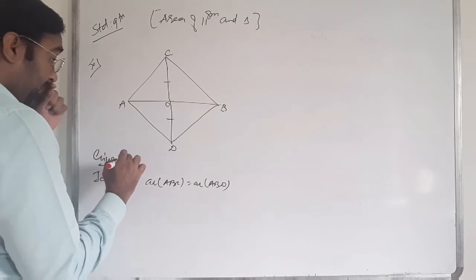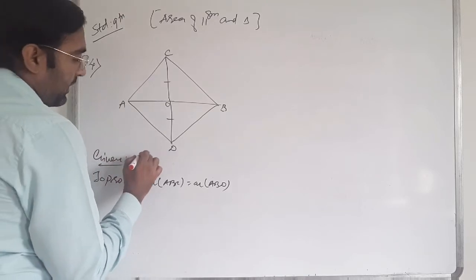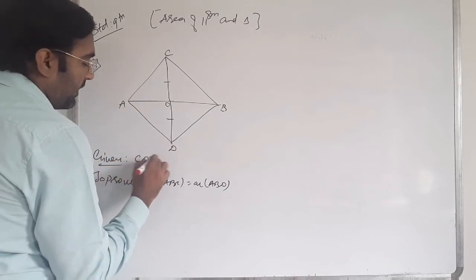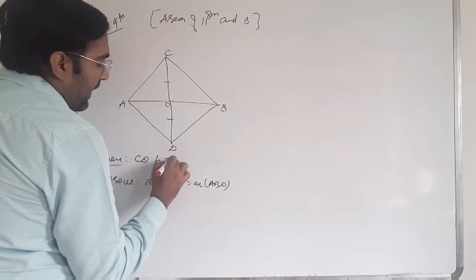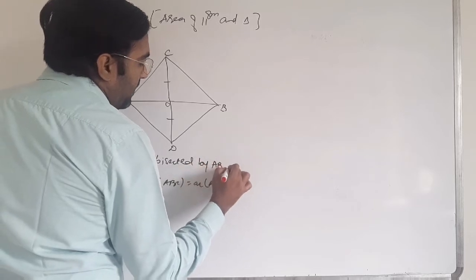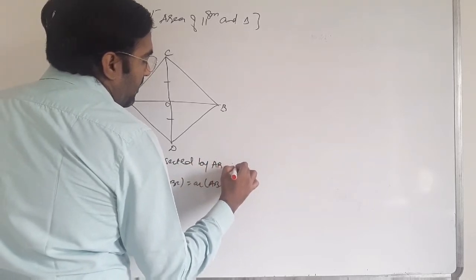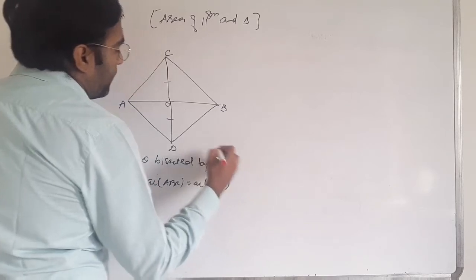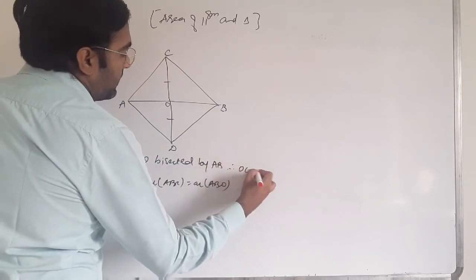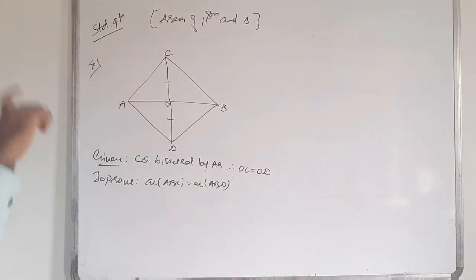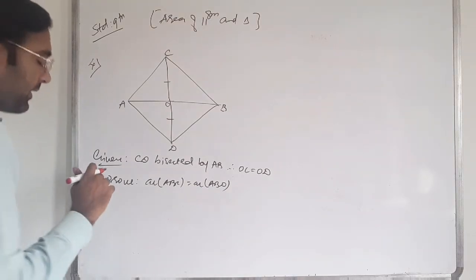As per the given, the most important thing is that CD is bisected by AB. Therefore we have to write OC is equal to OD. Clear that? So let's start to prove.